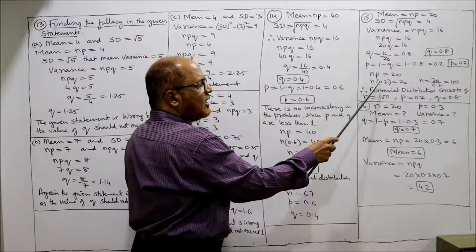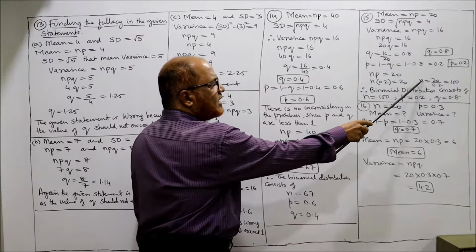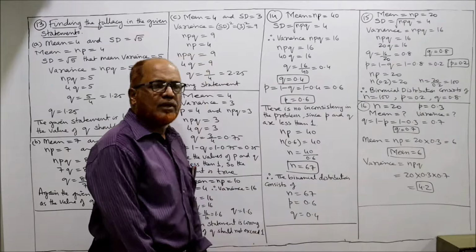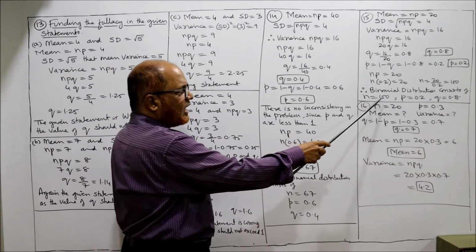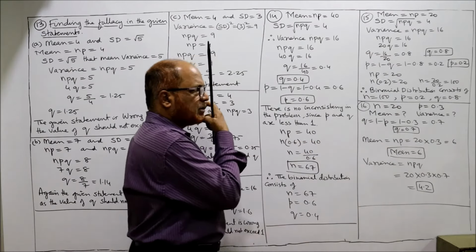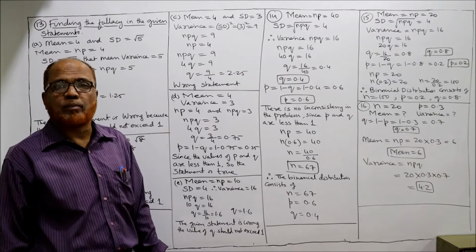0.2. N into 0.2 is equal to 20. N is equal to 20 by 0.2, 100. Therefore, binomial distribution consists of N 100, P 0.2, Q 0.8. That's all. 15th problem completed.